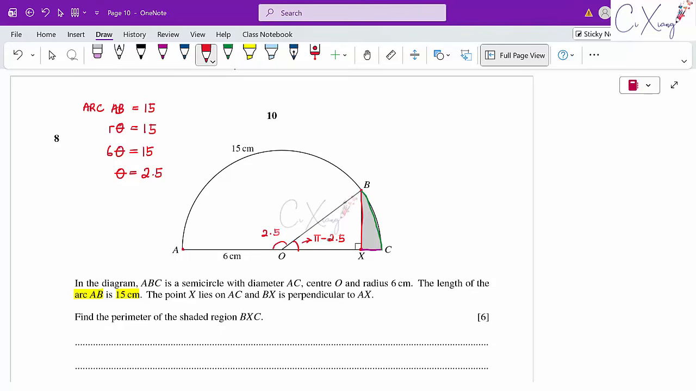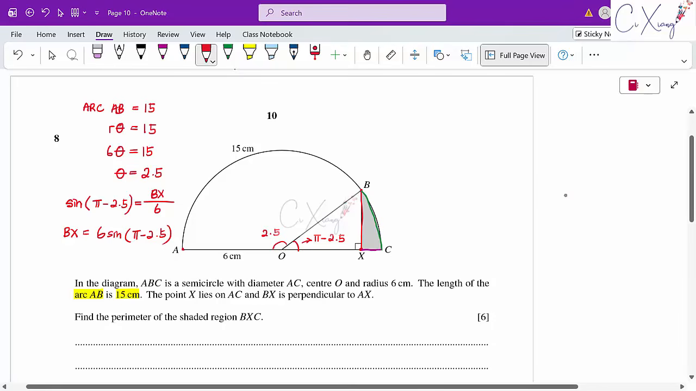And from this triangle, I want to form one equation that involves the sine. If I'm having sine of the angle, where our angle here is pi minus 2.5, equals to, what is the ratio for the sine? It will be BX, the opposite length, divided by the hypotenuse. And our hypotenuse is BO, which is 6 cm. From here, you can get the value for BX easily, which equals 6 sine (pi minus 2.5). So I successfully get my length of BX here, and I will just keep it in this form first before I finalize it as a final answer.